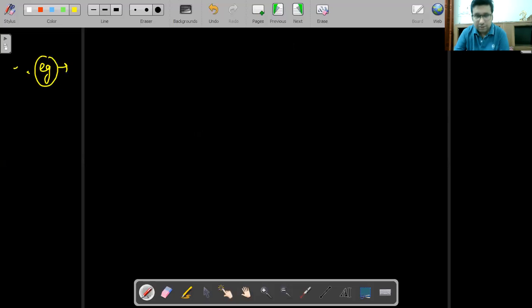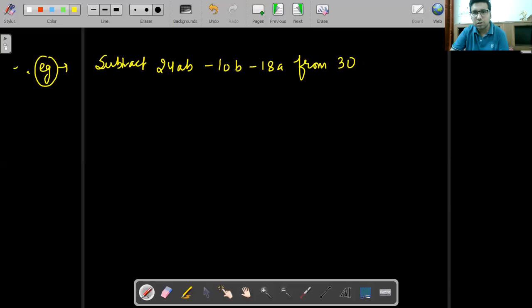Suppose the example 5 we are taking. Subtract 24ab minus 10b minus 18a from 30ab plus 12b plus 40a. Class, first we need to understand.